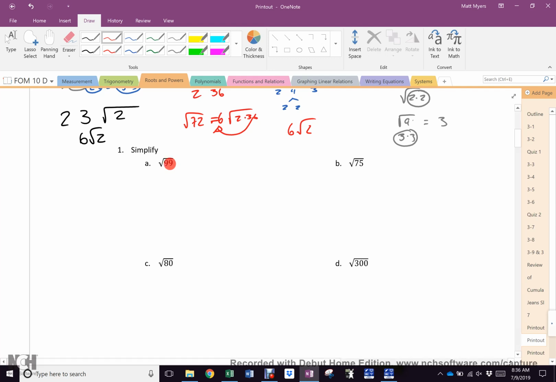All right, square root of 99. Your calculator will tell you it's 9.9-ish. Is that what I want? No, so break it down. I'm going to stop right there. Why am I stopping at 9 times 11? What is special about one of those two numbers? One of them is prime and the other is a square root. So isn't 99 also the square root of 9 times 11?